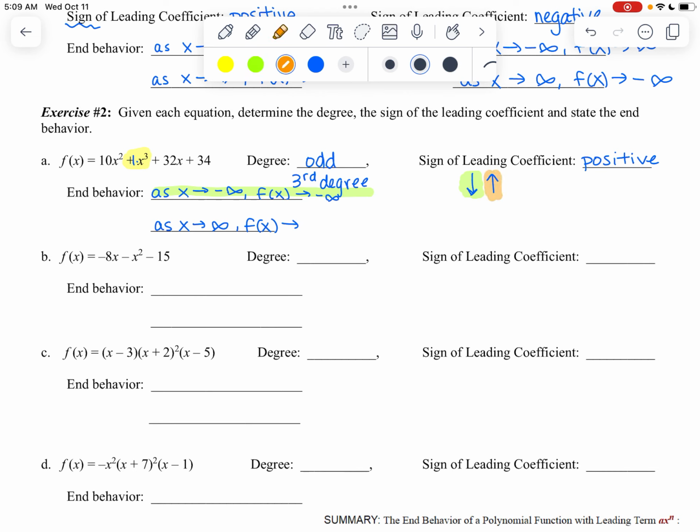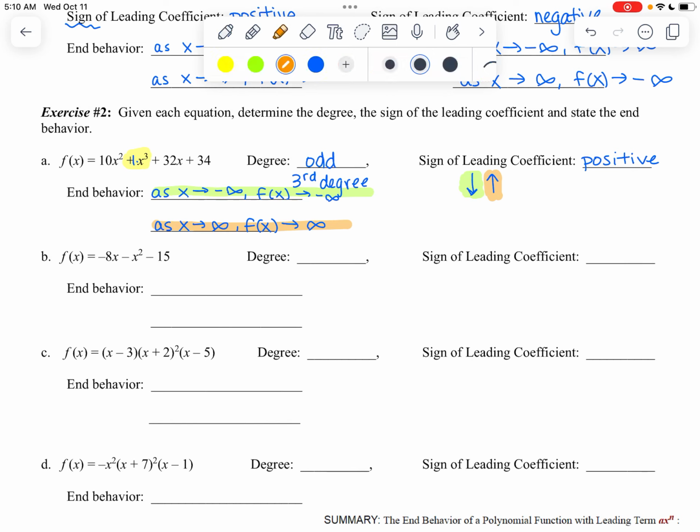The right side's going up. So how do I describe that? Well, as x gets bigger and bigger, y gets bigger and bigger, f of x is going to positive infinity. So sometimes when you don't have a graph to visually look at the arrows, just drawing in the left and right arrow is a nice helpful step before you state the end behavior.